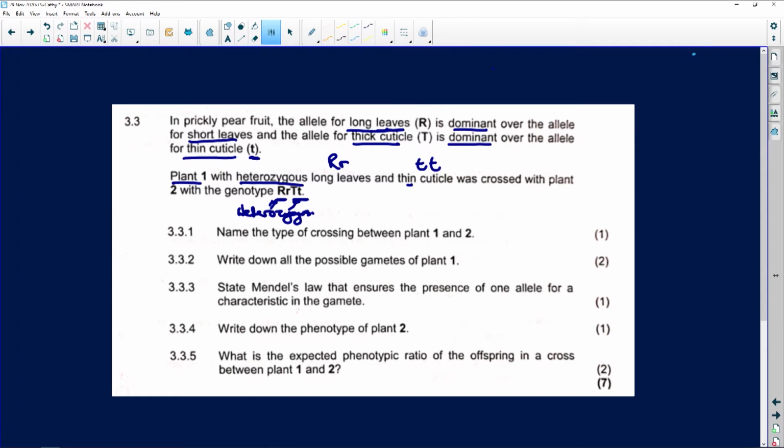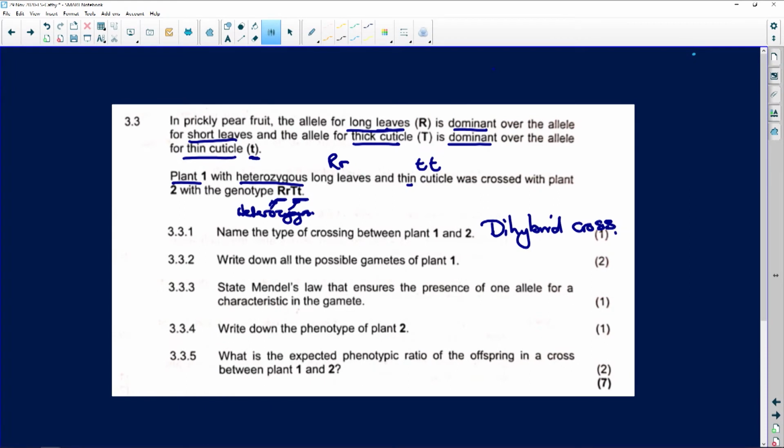Now, name the type of crossing between 1 and 2. It's a dihybrid cross. Monohybrid, 1. Mono means 1. Di means 2. Hybrid means a mixture, because you're mixing a male and a female, the male and female gametes, to make this new offspring. Okay? Write down all the possible gametes for plant 1.